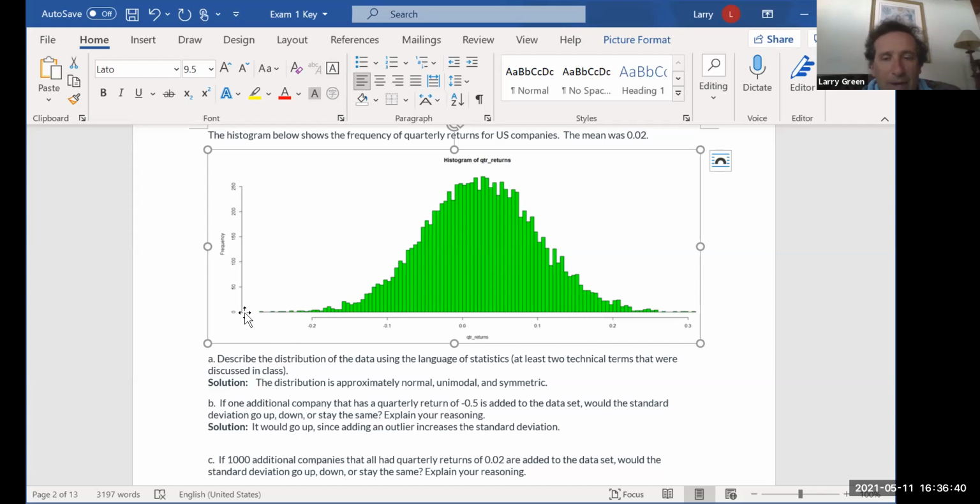And that's what we're talking about. It's a distance, so it doesn't matter whether it's left or right. The average distance will go up. Okay, very important: outliers always increase the standard deviation.